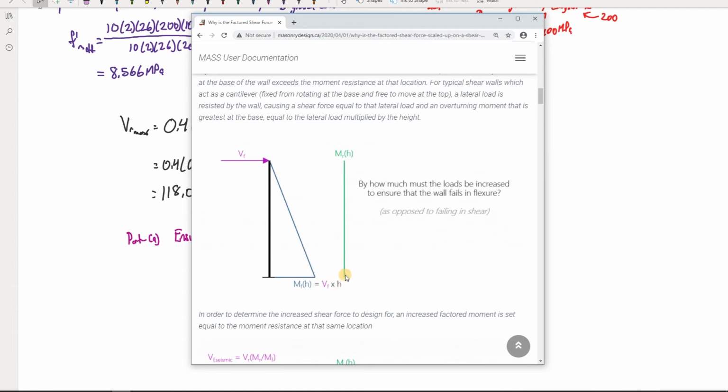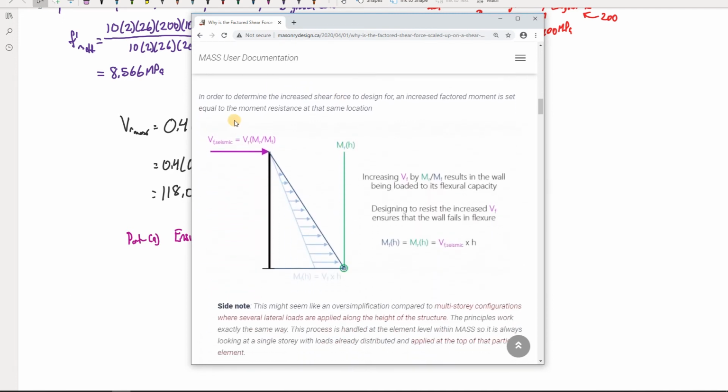So basically, we have to ask ourselves the question, how much would this load need to be increased so that the wall actually fails in flexure, or so that the factored load experienced at the base hits that? So if I look at this one here, basically what we do is we need to scale up this load so that our moment curve or our moment envelope along the height of our wall actually increases to the point where at the base of our wall, the factored moment is equal to the moment resistance.